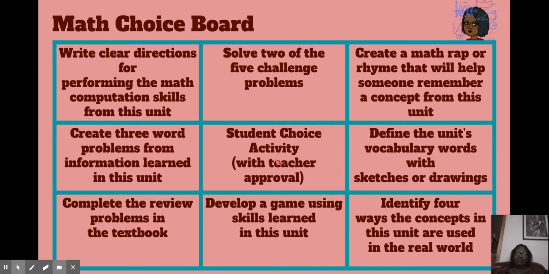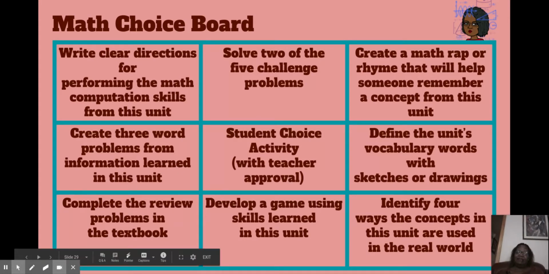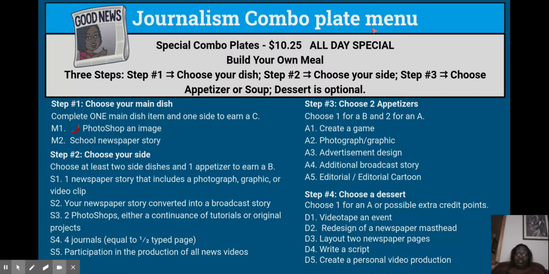This is an example for math class. Center box, student choice. All right. So write directions for performing math computations. Solve 2 challenge problems. Create a math rap. Create 3-word problems. Define the units, vocabularies. Review the unit. Complete the review problems. Develop a game. Identify 4 ways concepts can be used in the real world. So this is an example of a math choice board.